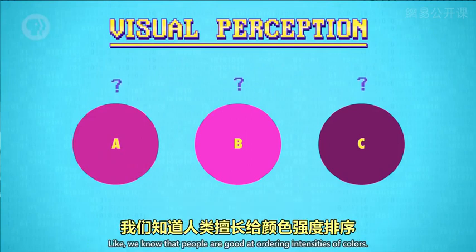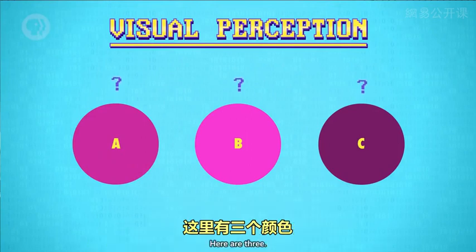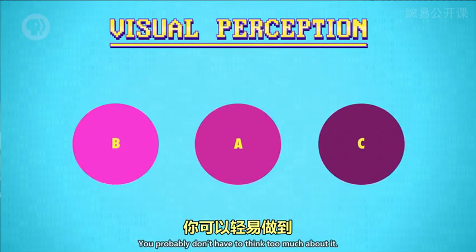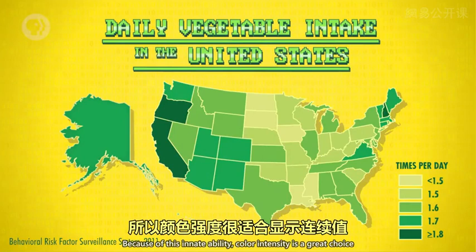Like, we know that people are good at ordering intensities of colours. Here are 3. Can you arrange these from lightest to darkest? You probably don't have to think too much about it. Because of this innate ability, colour intensity is a great choice for displaying data with continuous values.